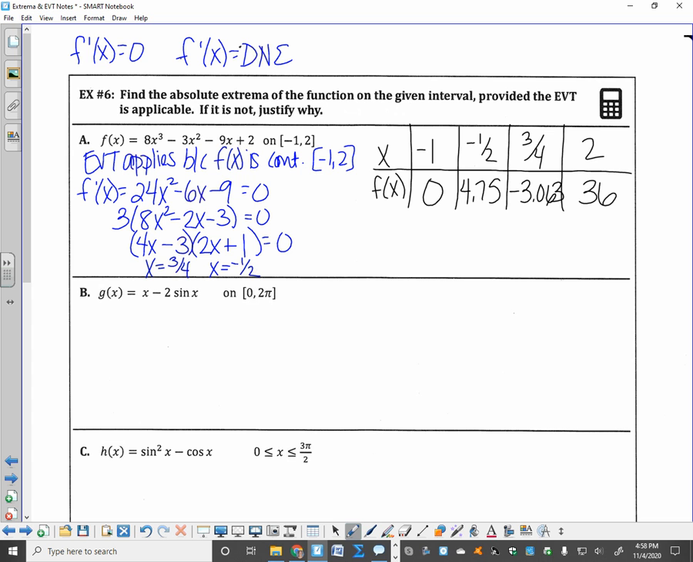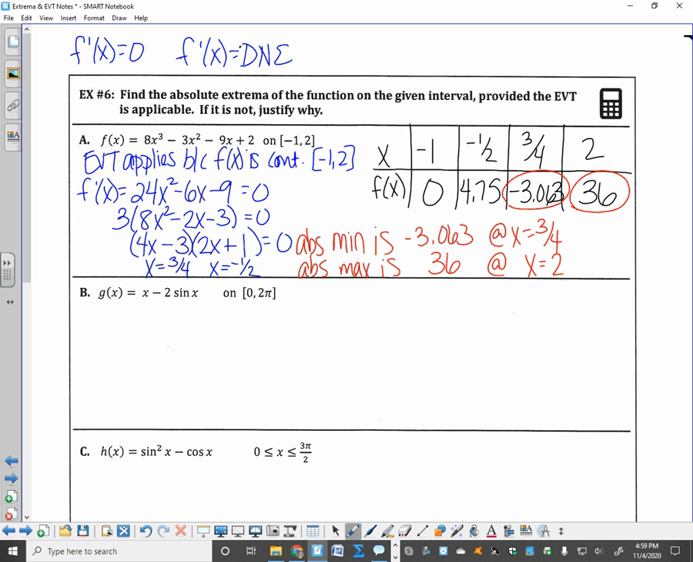So, I see that my absolute minimum is -3.063, and it occurs at x equals 3/4. My absolute max is 36, and it occurs at x equals 2.